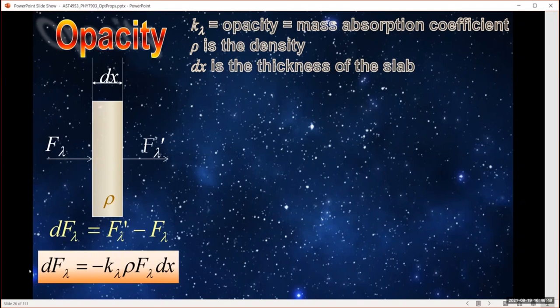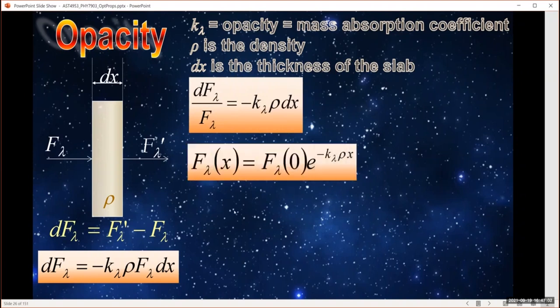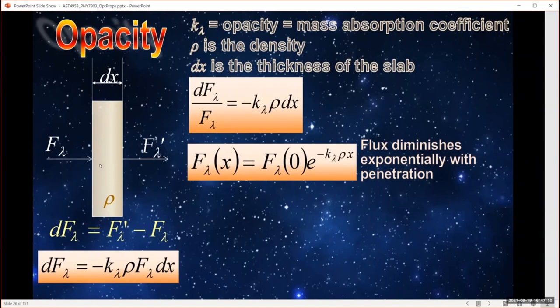So this gives us a definition for what opacity is. And it's basically to do with how light is removed, and it depends on the material and the wavelength. So now I've just rearranged this equation so that all my F lambdas are on one side, and I've integrated. And so what I've got is that as the light goes into the slab, as we go in a distance x, the light is going down exponentially. So as we penetrate the slab, the amount of light goes down from the 0 value, which is this edge, exponentially, and it depends on the opacity, the density, and the thickness.